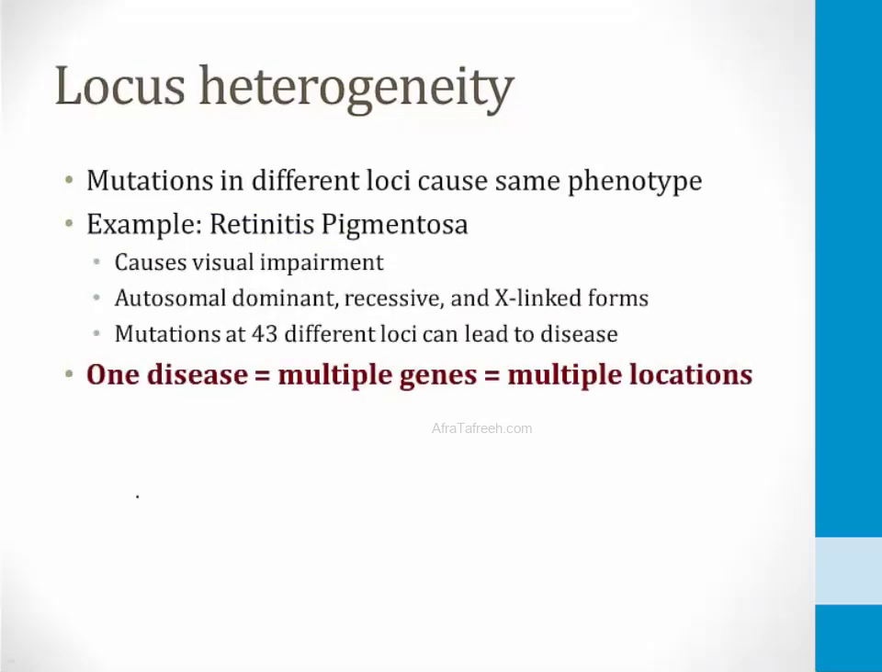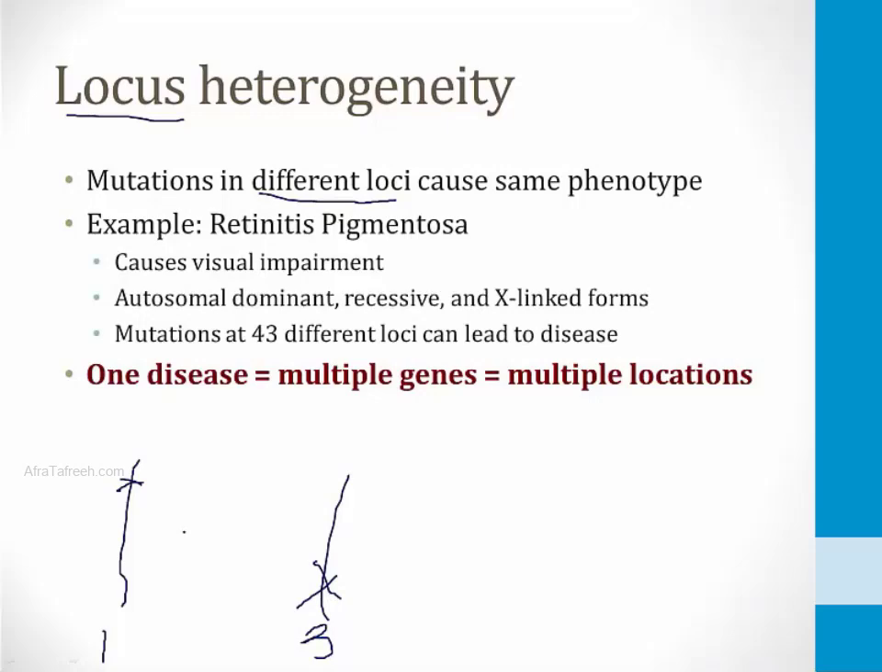Another subtype of genetic heterogeneity is locus heterogeneity. This refers to when mutations in different loci on chromosomes cause the same phenotype. So imagine that we have a chromosome, say it's chromosome number 1 here, and a mutation at this gene right here causes a disease, and then over here we have chromosome number 3 and a mutation here causes the same disease.